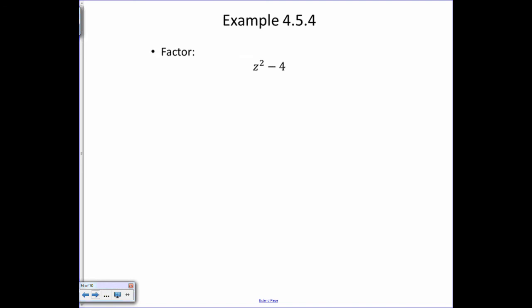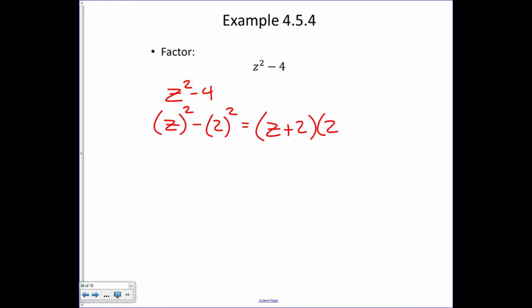So here we have z squared minus 4. For this one, we'll use the formula. Z squared minus 4 is z squared minus 2 squared, so they're both perfect squares. And so we can rewrite that as z plus 2 and z minus 2, and that would be our factored form.